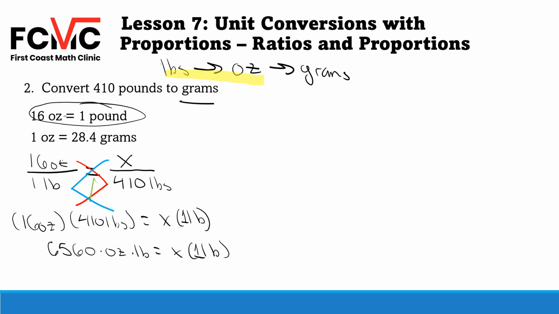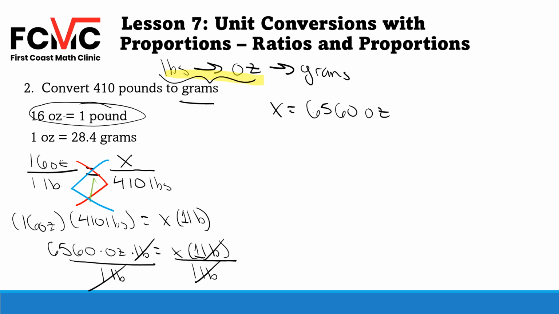And again, I really want to show you guys how we're managing these labels, because that's what a lot of people get confused with. All right, so we want to get the x by itself. Well, let's divide by 1 pound, 1 pound, right? And the pounds cancel out, and we're left with x is equal to 6,560 ounces, right?